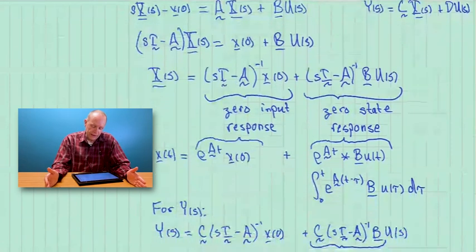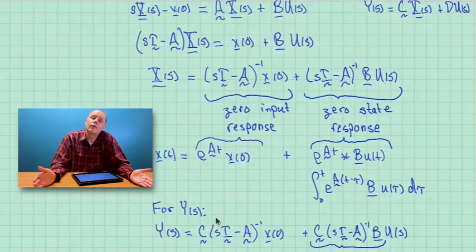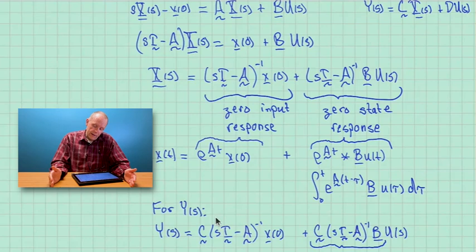Now if we take the inverse transform of this equation, the inverse transform of (sI minus A) inverse is e to the At. You can see that because we just discussed the 0 input response, and we did it in the time domain, and we got e to the At times x of 0, so (sI minus A) inverse must inverse transform to e to the At. It makes sense because the inverse transform of 1 over s plus 2 is e to the minus 2t. So we end up with the 0 input response and the 0 state response in the time domain as well.